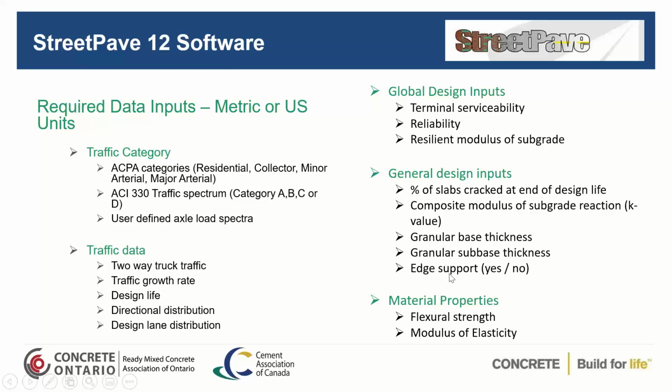Then you identify whether you have edge support, yes or no. And there's one that's also there that I don't have on my screen. It's fibers and no fibers. Then you put in the flexural strength, and when you put that in StreetPave, it actually calculates the modulus of elasticity for you. The PavementDesigner.org does not do that for you. So it's just another little bit different in the software.